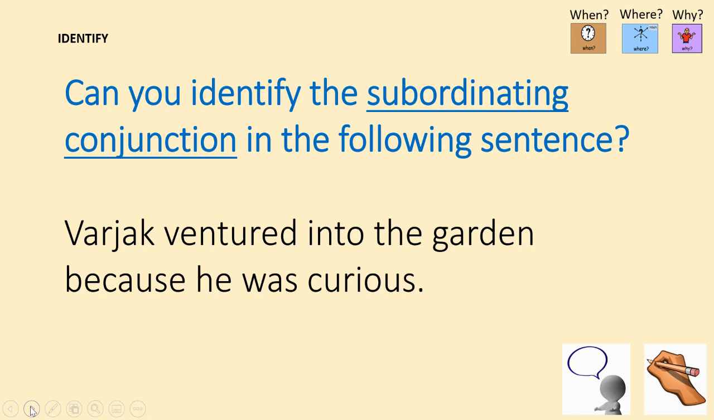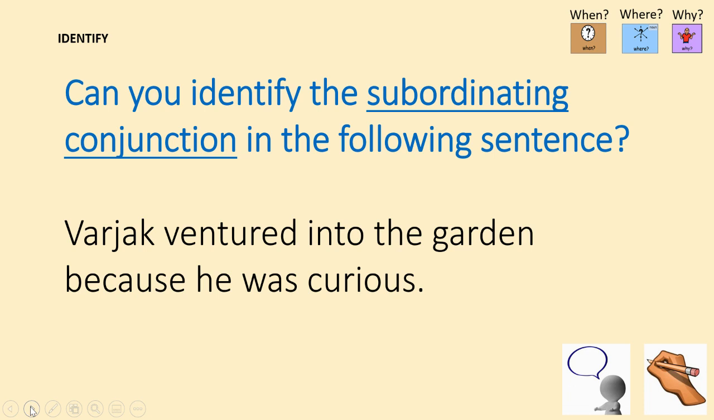Okay, you've had a lot of information given to you. And now we're going to really have a look and identify subordinating conjunctions. And this is going to help us to really understand what they are. So I've got up the top here, you can see when, where, and why, because that's really important for us to remember. Okay, so here's a sentence. Let's read the sentence together. Varjak ventured into the garden because he was curious. Ventured is another word for went. So let's read it again. Varjak ventured into the garden because he was curious.